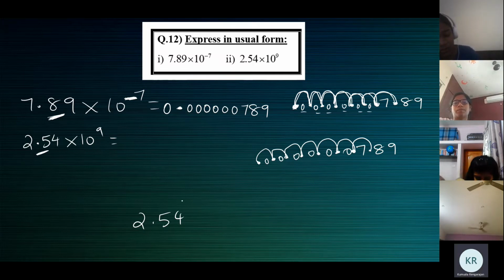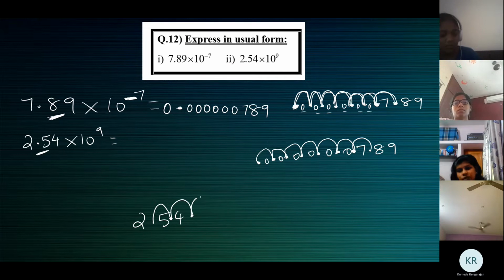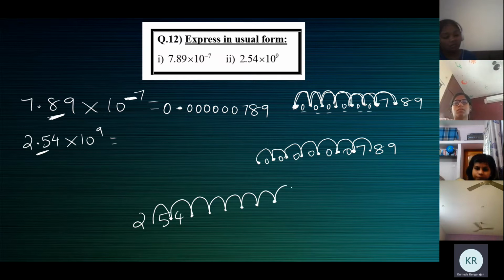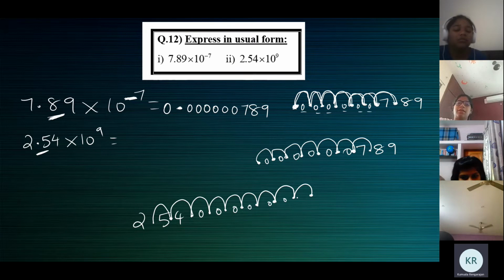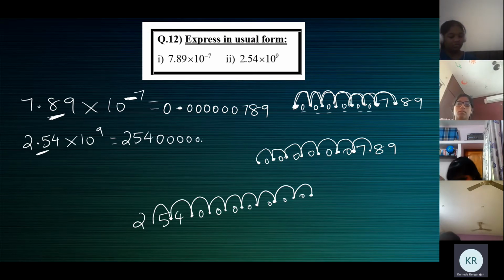So you should shift the decimal point to the right side. See here, 9 times: 1, it will come here; 2, it will come here; 3, it will come here; 4, 5, 6, 7, 8, 9. Now the decimal point is here. So add the zeros: 1, 2, 3, 4, 5, 6, 7 zeros you should add. So that means the number is 254 and 7 zeros.